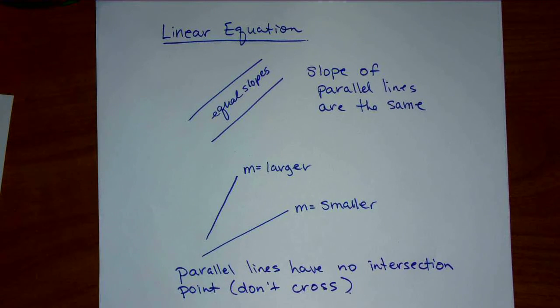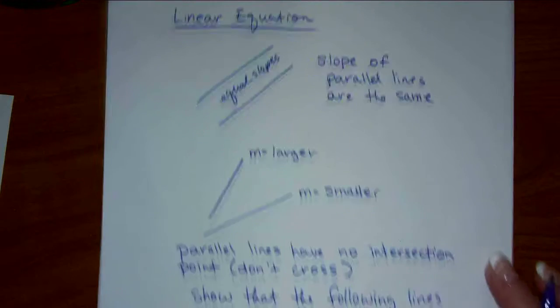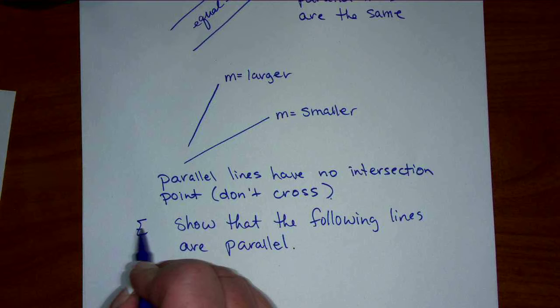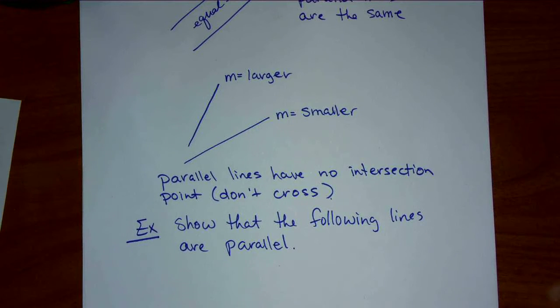So if I said show that the following lines are parallel, what's that asking you to do? You say parallel lines have equal slopes, so whatever she's going to write down, I have to show that the two lines have equal slopes somehow.